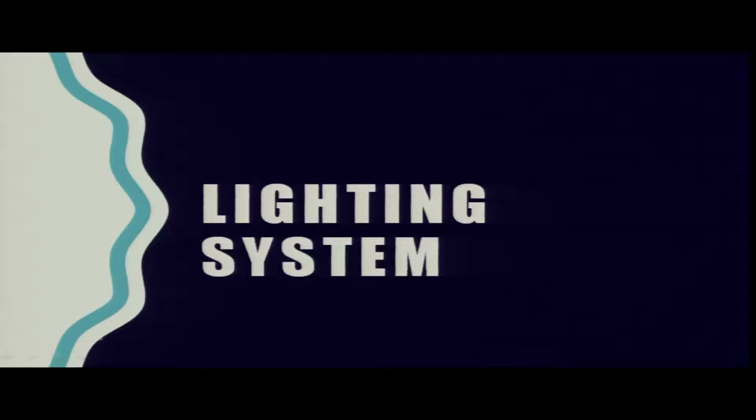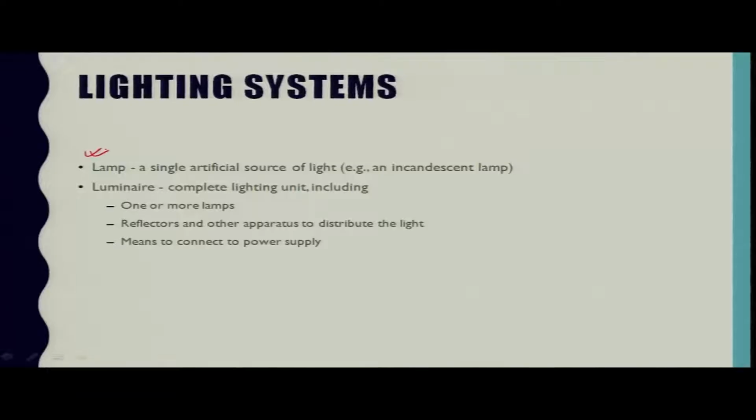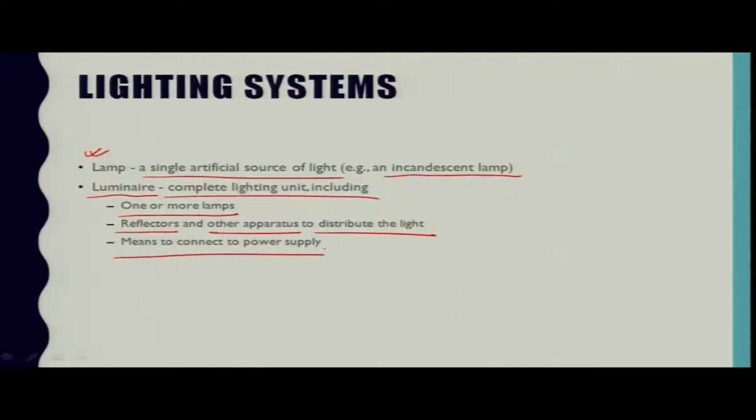So here we will be discussing the lighting system first. In that, a lamp is defined as a single artificial source of light, for example an incandescent lamp. A luminaire is a complete lighting unit which includes one or more lamps, reflectors and other apparatus to distribute the light, and a means to connect to the power supply.